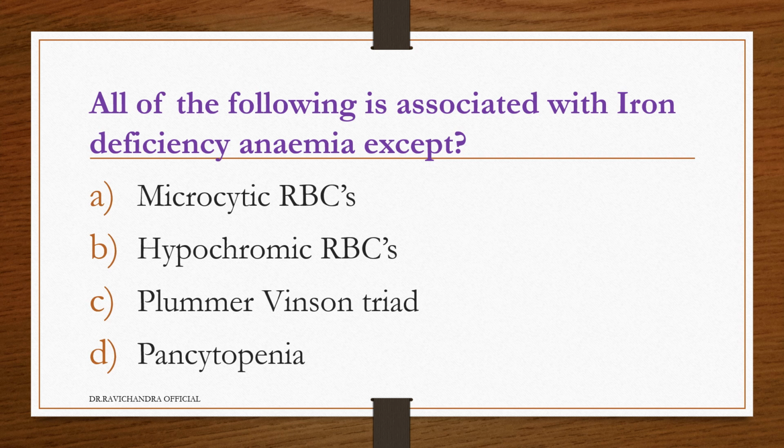Microcytic RBCs are characteristically seen in iron deficiency anemia, and iron deficiency anemia will also cause the red blood cells to be pale due to lack of hemoglobin. And Plummer-Vinson triad or syndrome is a rare condition characterized by dysphagia, esophageal webs or post-cricoid web, and iron deficiency anemia.